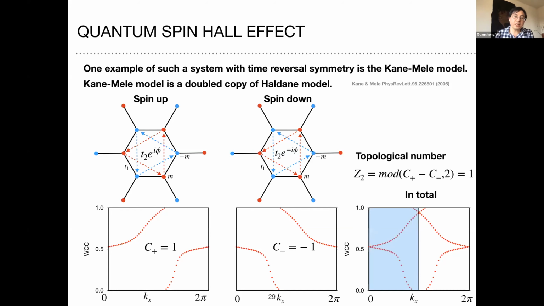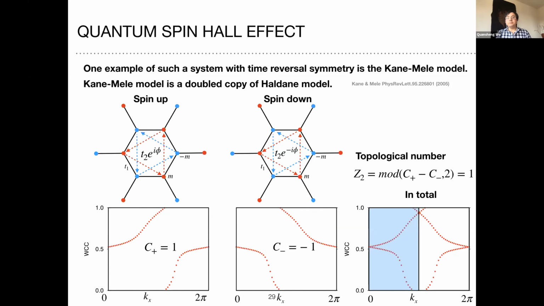So if you study the Wilson loop for the spin up part, then the Chern number is 1. For the spin down part, it's minus 1. And they are time reversal related with each other. So if you put them together, it's like this. So this is kx equals 0. This is called the Kramers pair point. At the Kramers pair point, due to the time reversal symmetry, it's always doubly degenerate. So in this case, it's also doubly degenerate points.